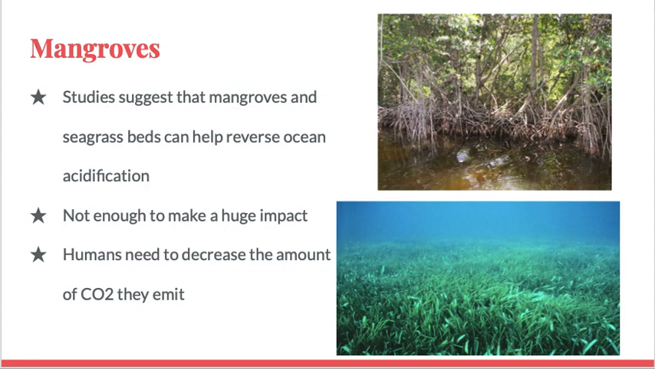Mangroves. Studies suggest that marine ecosystems like mangroves and seagrass beds can actually help mitigate or slow down the process of ocean acidification. Unfortunately, the studies done on the mangroves in Puerto Rico show that they do help counteract the amount of carbon dioxide in the ocean, but not enough to reverse the effects that have taken place. The only way to significantly decrease the carbon dioxide levels in the ocean is to decrease the amount of carbon dioxide emissions.